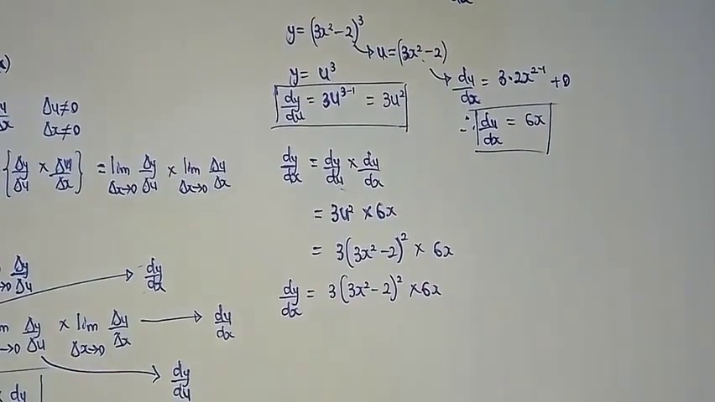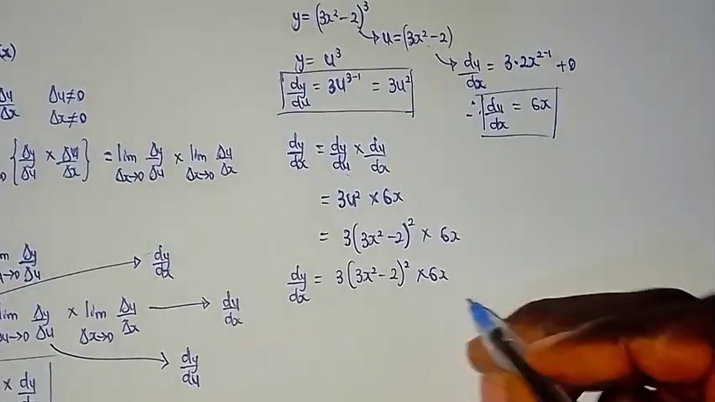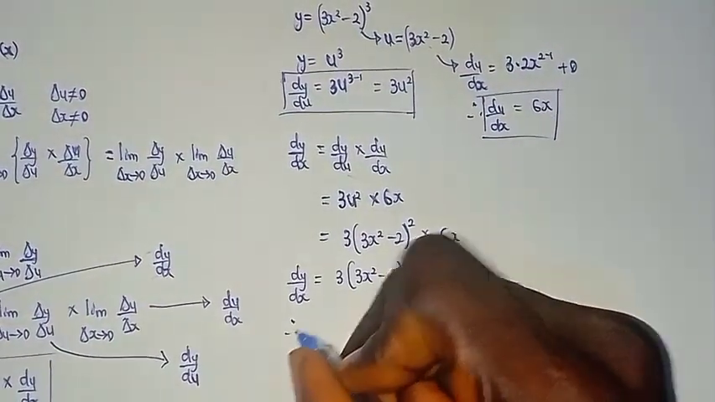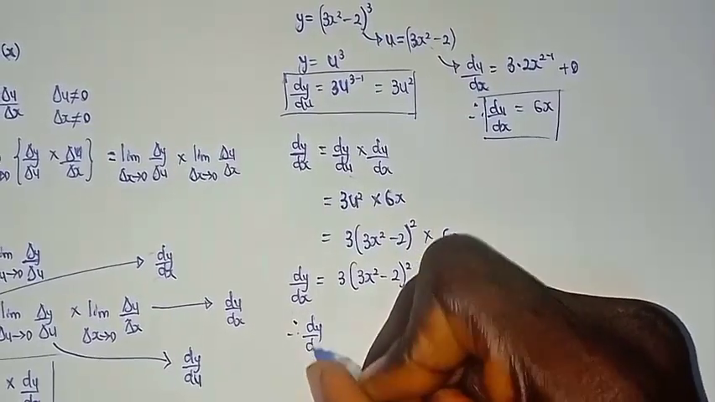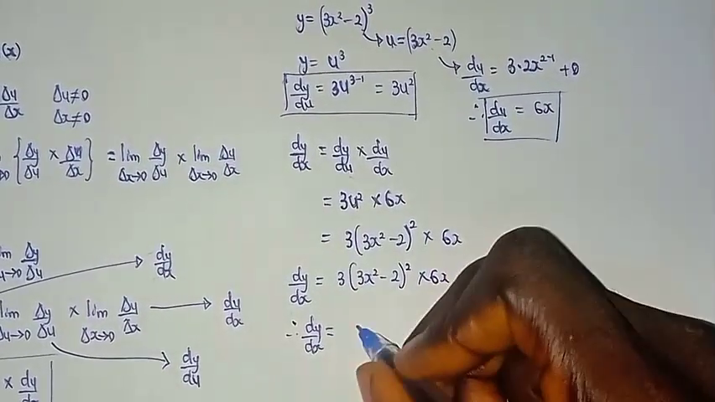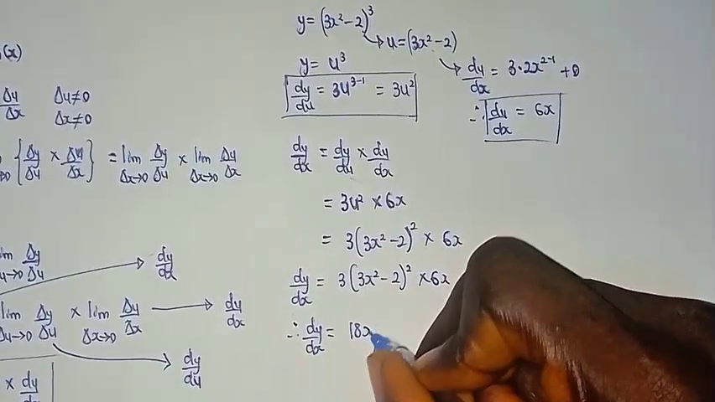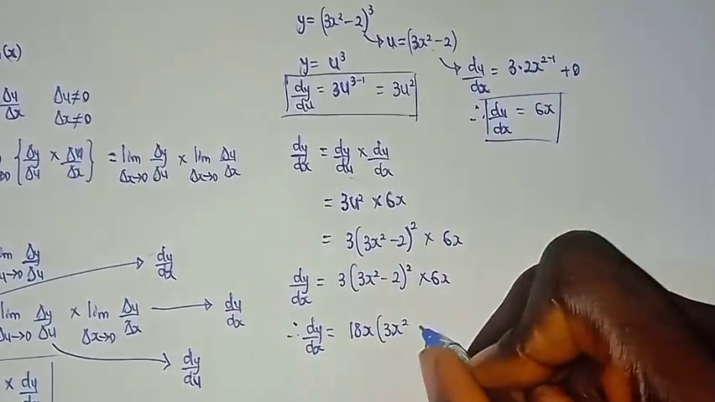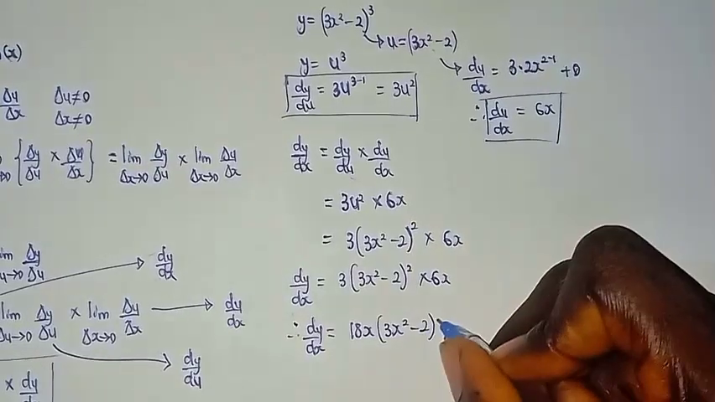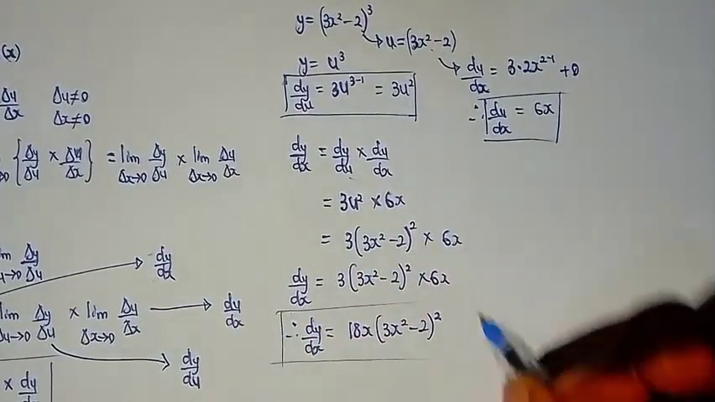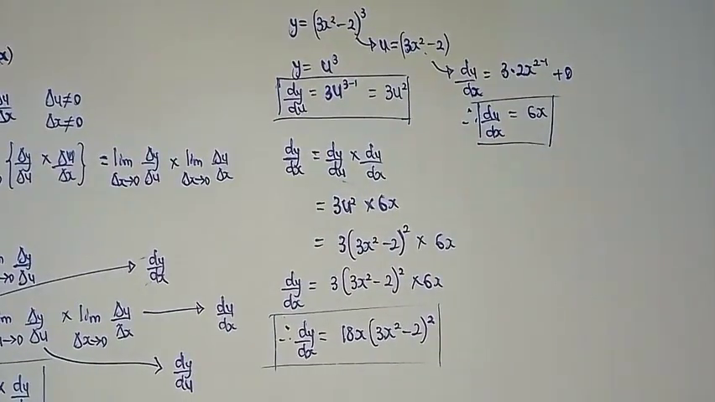We can simplify this further by multiplying 6x and then 3. So our dy over dx becomes 6 times 3 is 18, and then x, then the bracket 3x squared minus 2 raised to the power of 2. So this becomes our dy over dx, right?